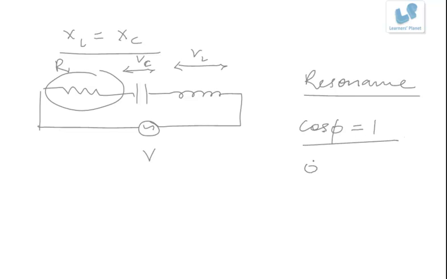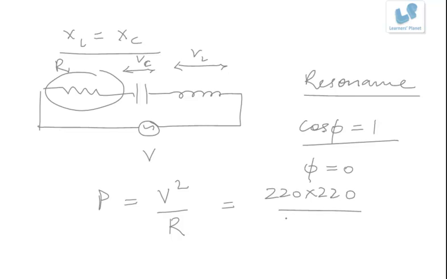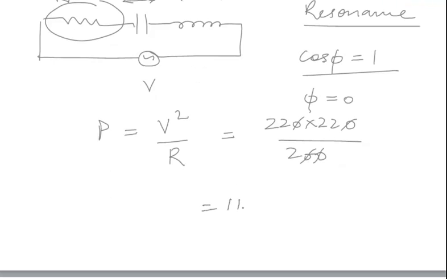Okay, because phi is 0. So power will be given by V square by R. Cos phi is 1. V square is 220 squared divided by R is 200. So this will be 11 into 22, which is 242 watts. Okay, very simple problem.